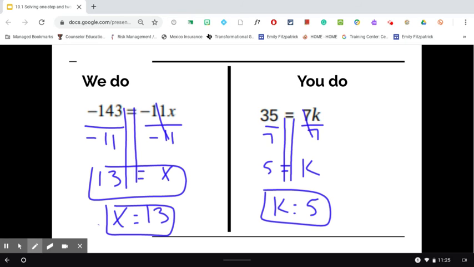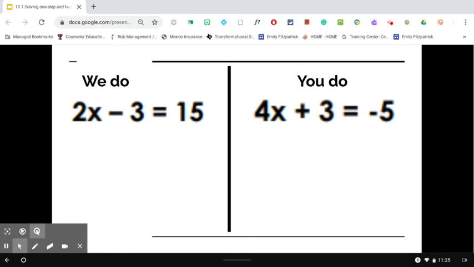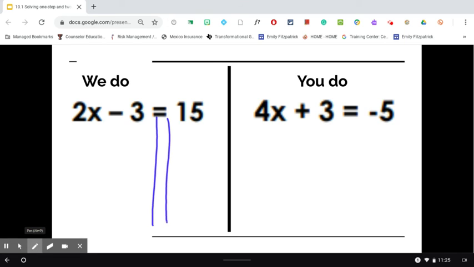Okay, let's get to the last slide that has two-step equations. Here we go. Let's do the we do together. We're going to draw our little lines. We want to get x by itself. Remember, when we get x by itself, we want to get rid of everything else around it. Before we get rid of the 2, we have to get rid of the minus 3 first. So don't start by dividing by 2. You need to get rid of the minus 3 first. So we want to move the minus 3 to the other side. We're going to do the opposite, which is add 3.